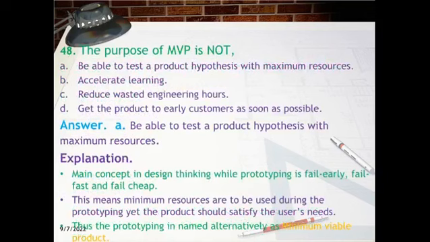48. The purpose of MVP is not: be able to test a product hypothesis with maximum resources, accelerate learning, reduce wasted engineering hours, get the product to early customers as soon as possible. Answer: A. Be able to test a product hypothesis with maximum resources. Explanation: main concept in design thinking while prototyping is fail early, fail fast and fail cheap. This means minimum resources are to be used during the prototyping, yet the product should satisfy the user's needs. Thus the prototyping is named alternatively as minimum viable product.